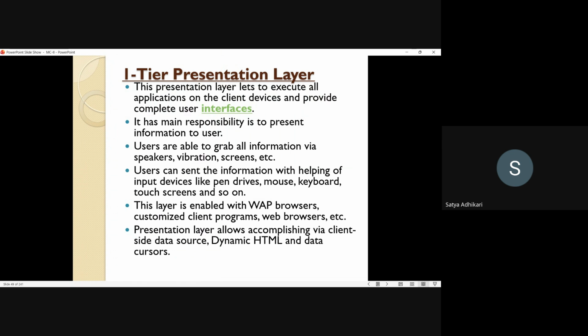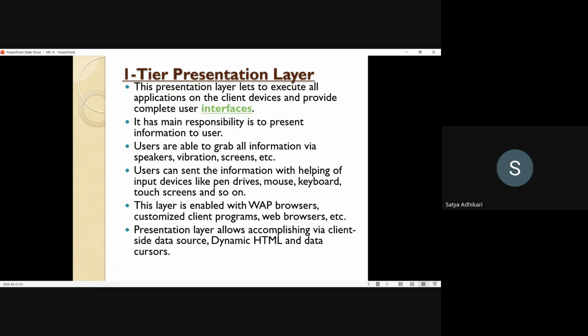This layer is enabled with a WAP browser. So when you are browsing the data, wireless access protocol browsers must be there. To access the web page or the data, you must have a suitable browser. Your device must be supported by WAP browsers to view these pages or data. So this presentation layer is enabled with the web browser, customized client programs, and so on. It is enabled with these types of programs or software.